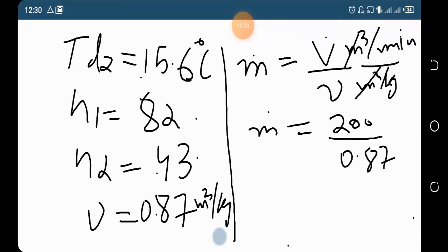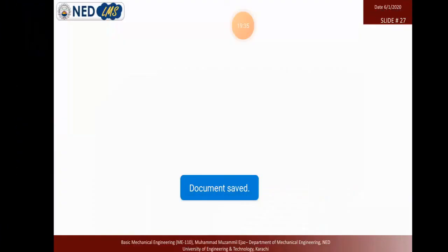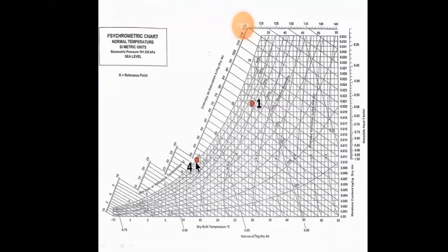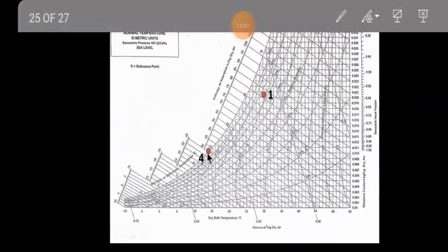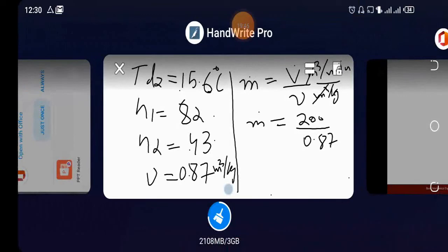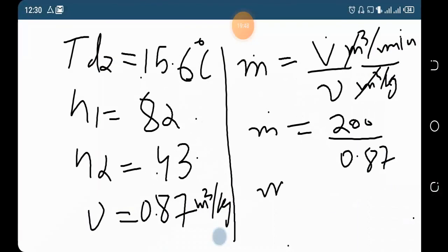You can cross check the values. You say that it is 0.85 and this is 0.90, so now from this you get the value 227 kg per minute. This is the mass flow rate of the air.